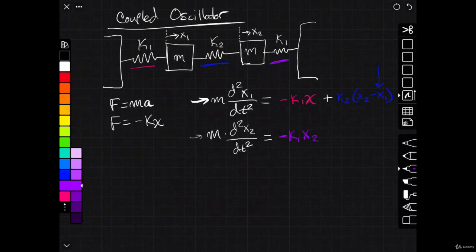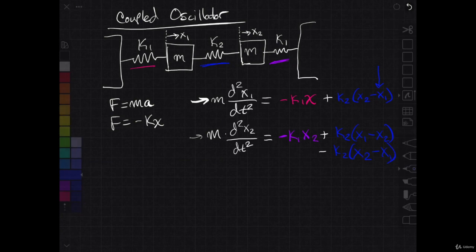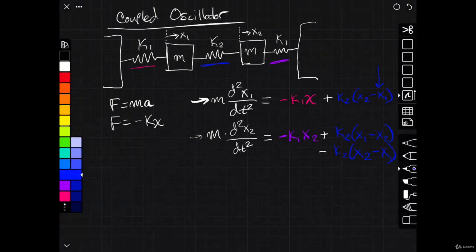And we have plus, and going back to this blue color here, we have a minus k2 (x1 minus x2), which of course we can also write as minus k2 (x2 minus x1). All right, so the same line of argumentation here.